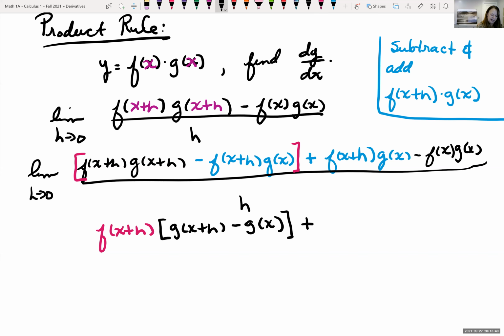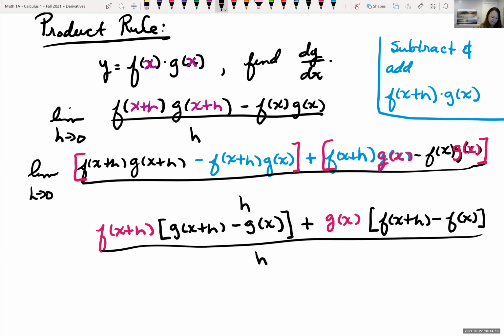And then let's look at the last two terms. If I group them together, let's find out what they have in common, and notice that they both have a g of x in common. So we can pull a g of x out of both of those terms. If we do that, you're left with f of x plus h minus f of x, all over h. And let's bring down the limit because I haven't taken it yet.